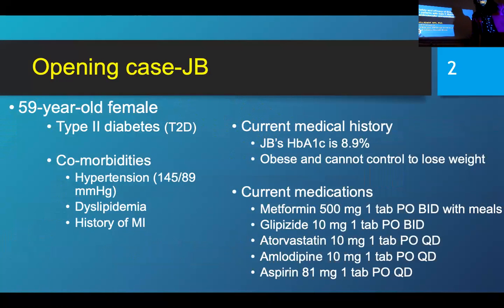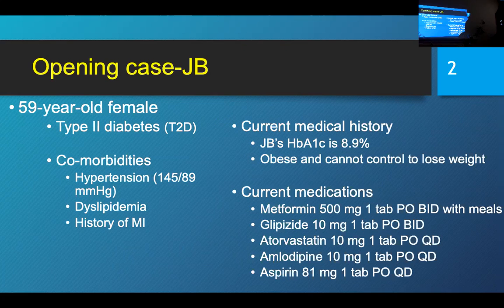Before I start on my presentation, I would like to talk about my case, JB. JB is a 59-year-old patient who has type 2 diabetes. She has other comorbidities, such as hypertension, dyslipidemia, and history of myocardial infarction. Her recent estimated hemoglobin A1c is 8.9%. She is obese and cannot manage to lose weight.